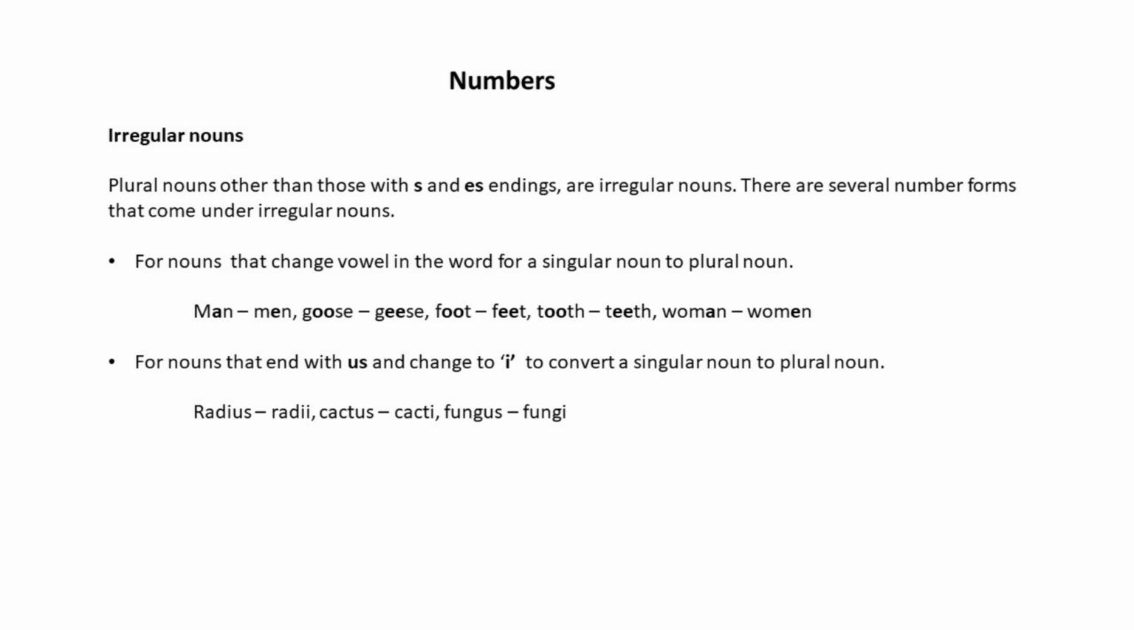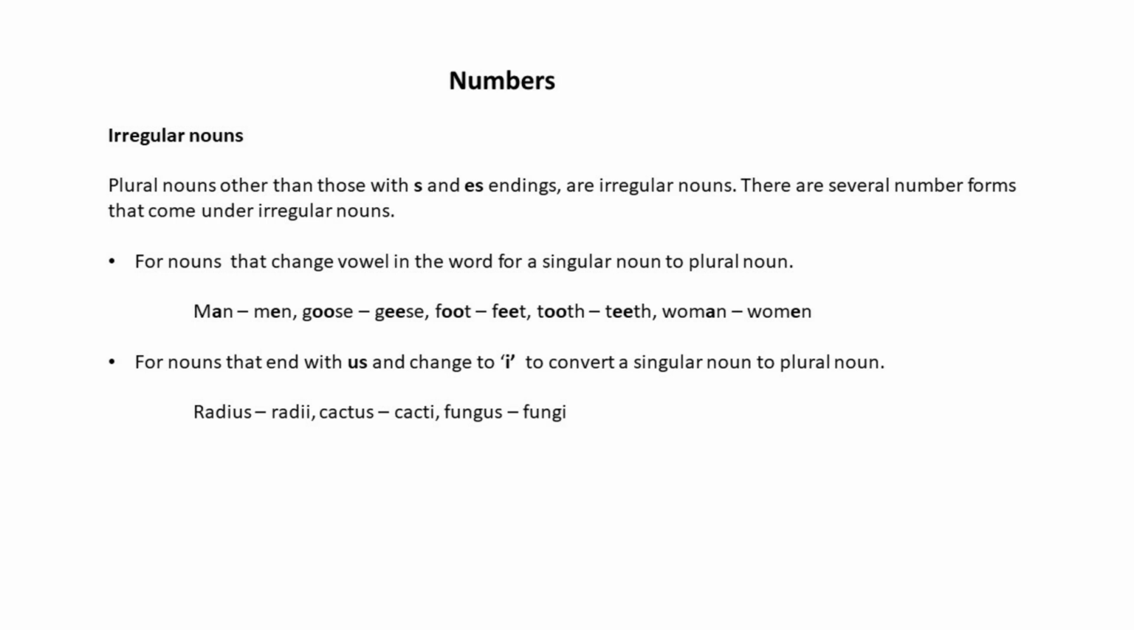Next, for nouns that end with the letters US, these letters are replaced with the letter I to convert into the plural form. So what this means is, for all nouns that end with the letters US, we substitute the letter I in place of those letters. For example, if I say the word radius, this word ends with the letters US. So to write its plural form, instead of US, I add an I at the end. So the plural form will be radii.